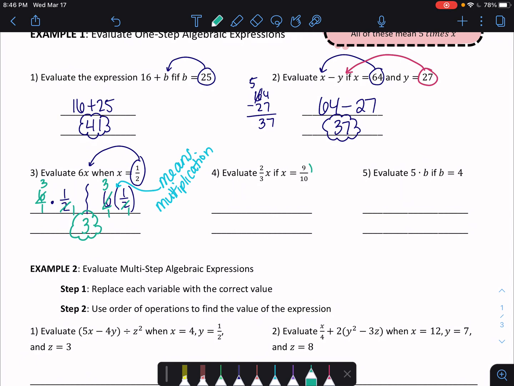Number 4, very similar situation. I'm going to take 9 over 10 and I'm going to put it in for x. So again, I can write this 2 different ways. I can write it as 2/3 times 9 over 10. Or I can write it as 2/3 times 9 over 10 with parentheses instead. Both mean the same thing. I can cross cancel. In either situation, it should come out the same. I get 3 over 5.